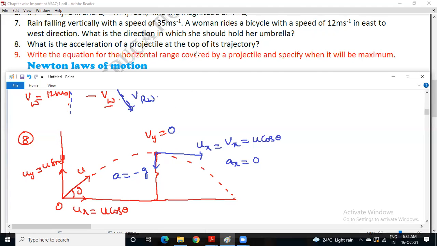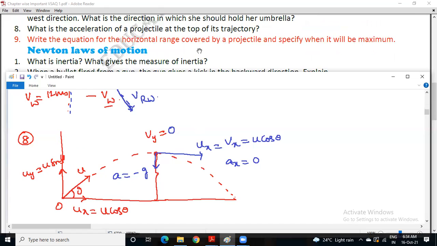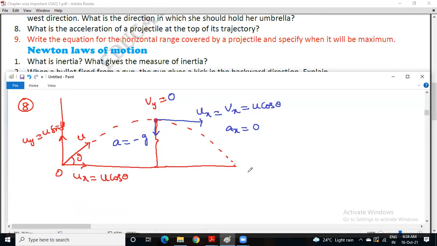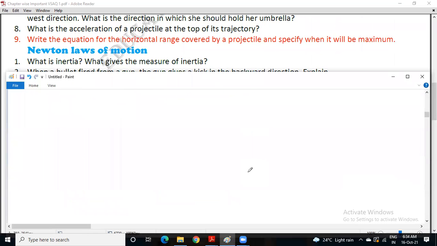That is the answer. Next, write the equation for the horizontal range covered by a projectile and specify when it will be maximum. First, you try to write the expression of range. So what is the expression of range? It is u square sin 2 theta by g. For this, you will get 1 mark.